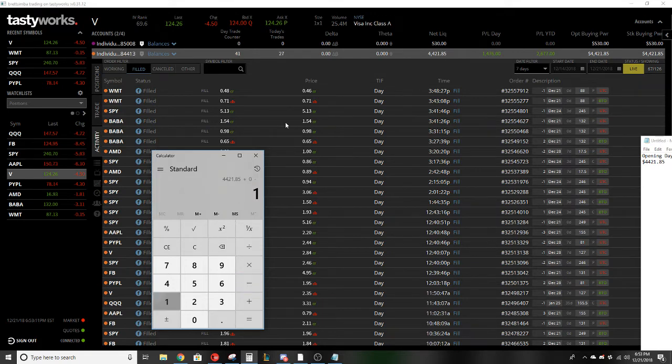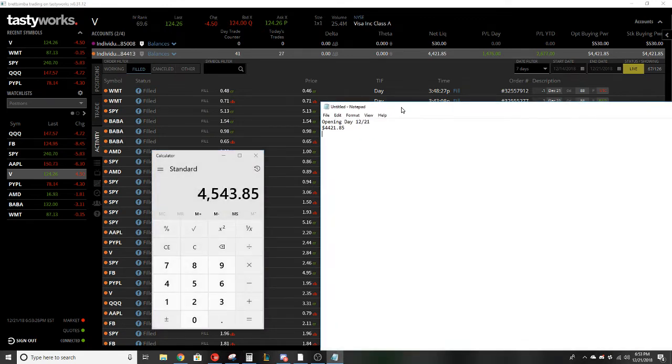44.21 minus 130 plus 98 plus 154. There we go. Okay, so 45.43, that's what we're going to see now here on our option buying power. That's not what we can use, though. We don't want to get marked as a pattern day trader for the day.